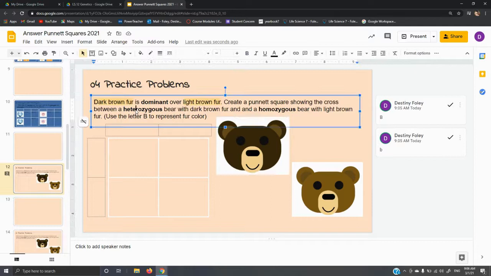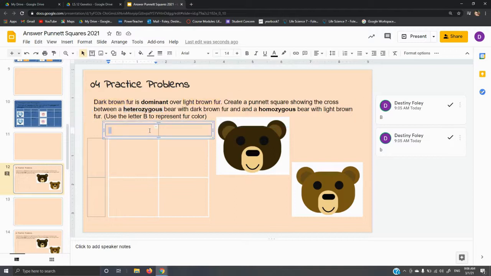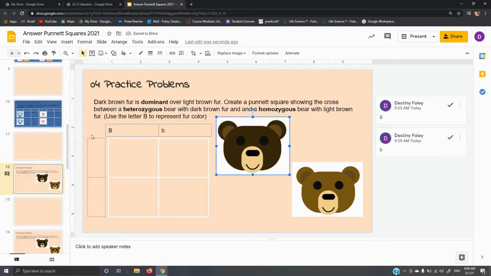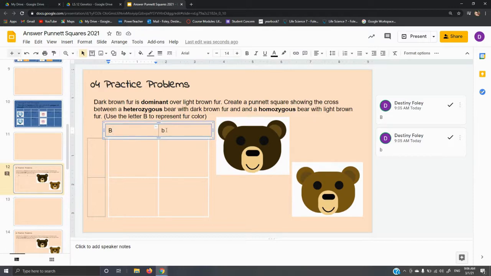What does heterozygous mean again? Heterozygous means different. So if it is heterozygous, that means it has a capital B and a lowercase b. If it has dark brown fur, it's going to have a capital letter. But it is heterozygous, which means different, so the capital B and the lowercase b are going to be different.